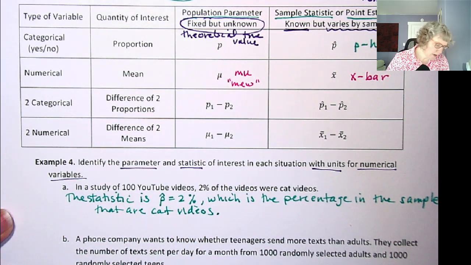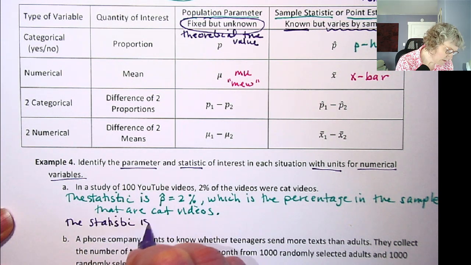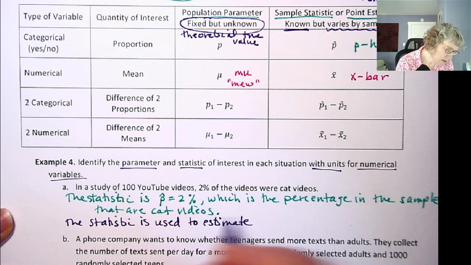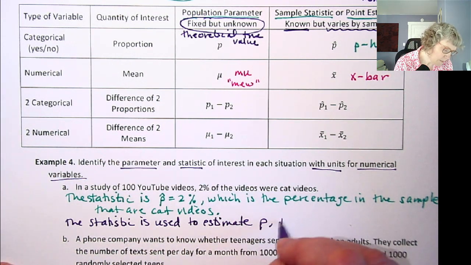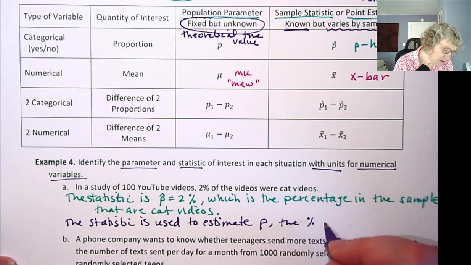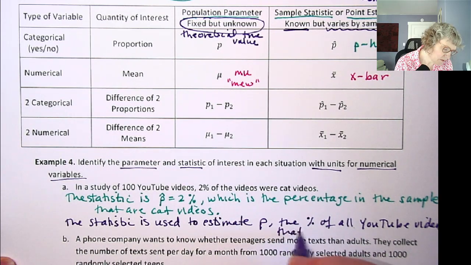Okay, and then I'm going to write the statistic is used to estimate P, which is the parameter. I'm going to abbreviate a little bit because I'm running out of space. The percentage of all YouTube videos that are cat videos.